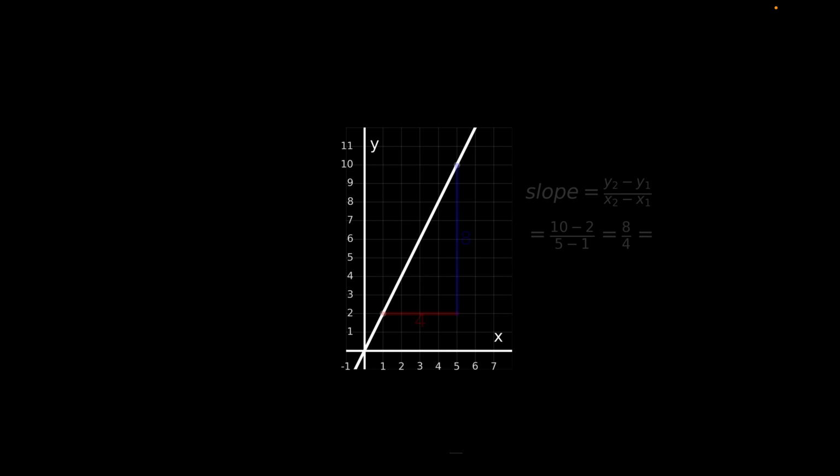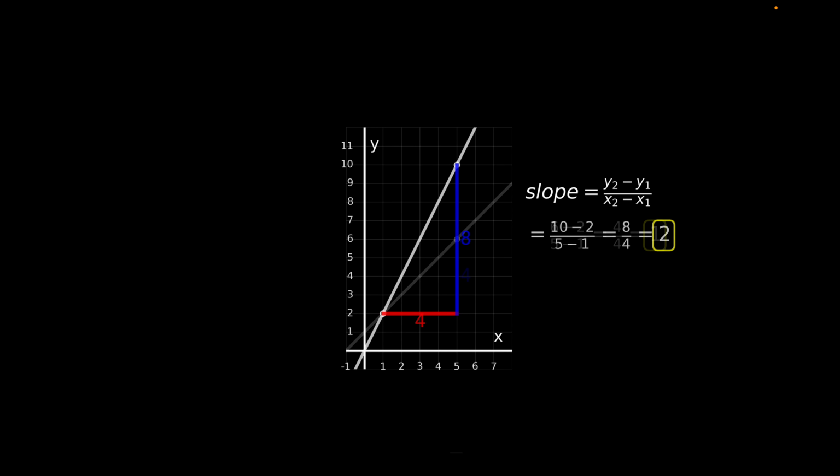To see how this problem emerges, let's begin with the slope of a straight line. The change in y is represented by the blue segment, and the change in x is represented by the red segment. For this line, the change in y is 8 and the change in x is 4. Since 8 divided by 4 equals 2, the slope of the line is 2.